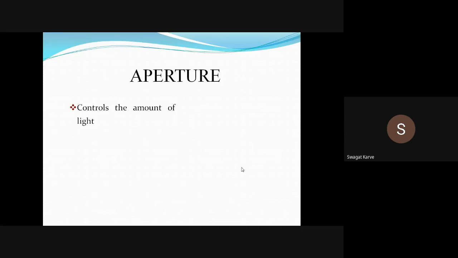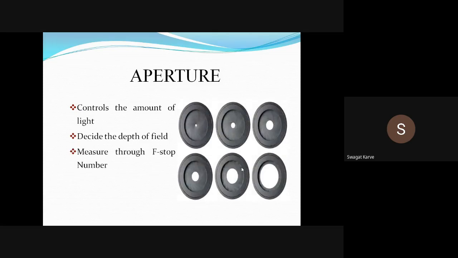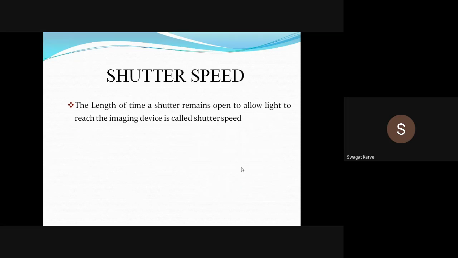Okay, then what is the use of the aperture? It controls the amount of light, right? Aperture controls the amount of light that passes to the capturing device, that means your sensor. It decides the depth of field, and it is measured through the f-stop number. So this is the aperture, that means the amount of light that you want to pass to the camera, to the sensor. Okay, now shutter speed.